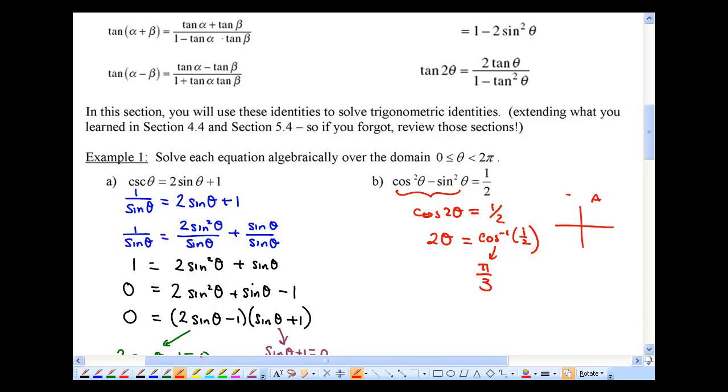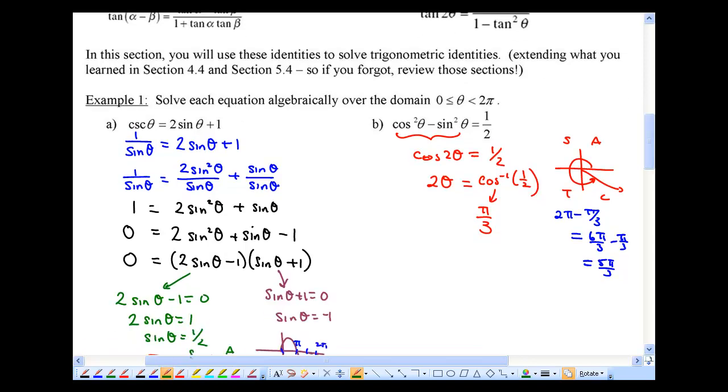Cosine is positive in both quadrants 1 and 4. So this other angle is probably 2 pi minus pi over 3. Or that's just 6 pi over 3 minus pi over 3, 5 pi over 3. So ultimately here what we have, and you're going to need to solve this now, is that you have 2 theta equals pi over 3, and you also have here 2 theta being equal to 5 pi over 3.